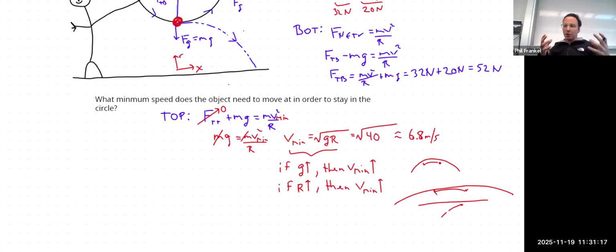So making the gravitational field stronger makes it harder for the object to stay in the circle at the top, and it would have to move faster to avoid falling. And also making the circle bigger and more gradually turning makes it harder to avoid falling. And again, the object has to move faster to avoid falling down.